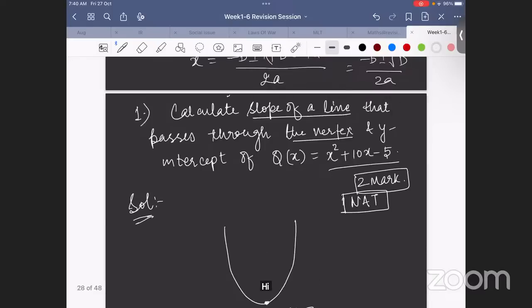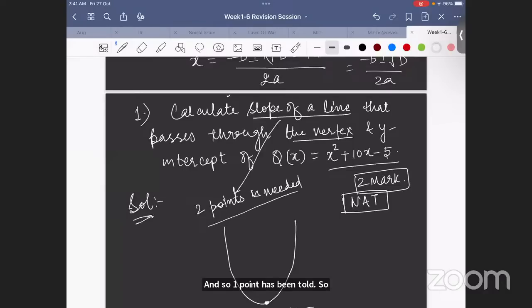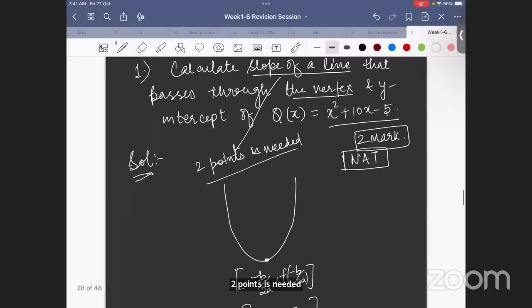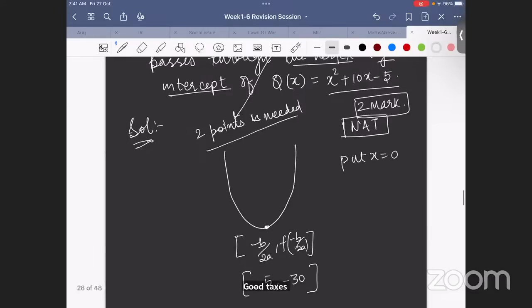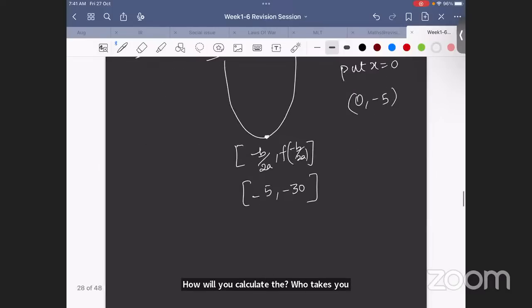So one point has been given. To calculate the slope, you need at least two points. So you have the vertex, one point, and then you need to calculate the y-intercept. How will you calculate the y-intercept? I told you, to calculate the y-intercept, put x equals 0. So if you put x equals 0, you'll get some value, correct? 0 comma minus 5. Okay, so now you have one point A as this one and B as this one. You can calculate the slope.